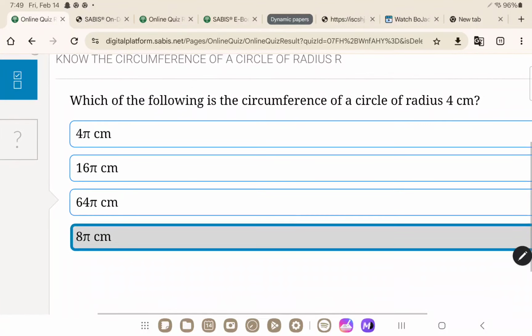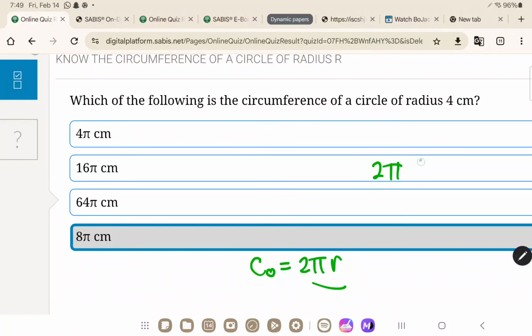Now, which of the following is the circumference of a circle of radius 4 centimeters? Now, we know to find the circumference of a circle, it's equal to 2 pi r. Now, we need to substitute the r given into this. 2 pi r, r is 4. So 2 times 4, we're going to substitute that with 8. So our answer is 8 pi centimeters.